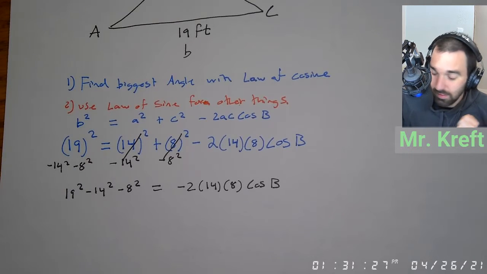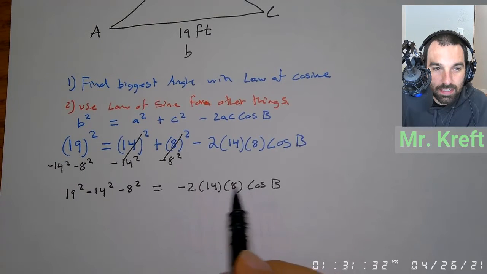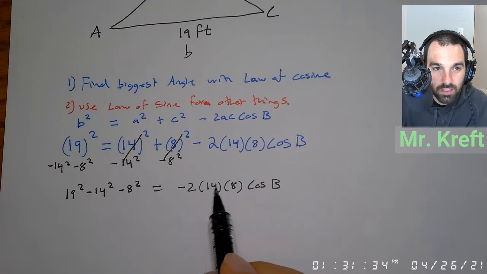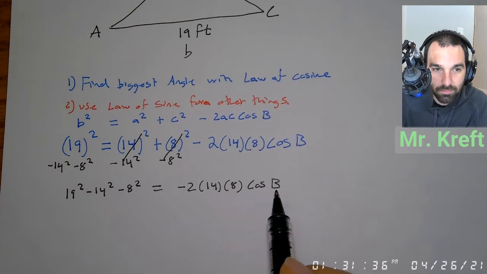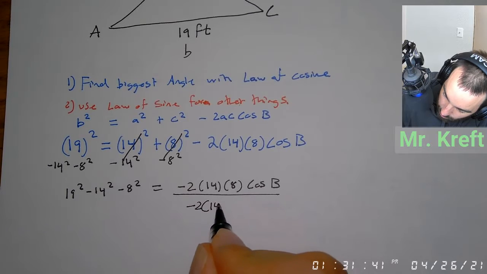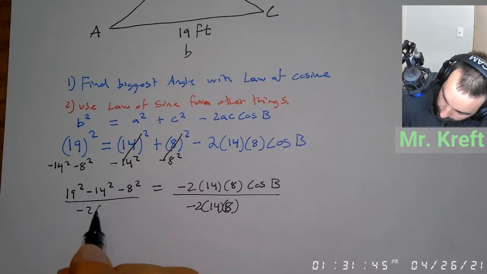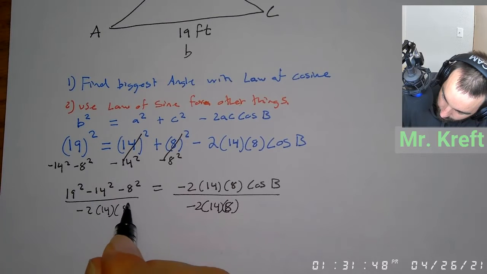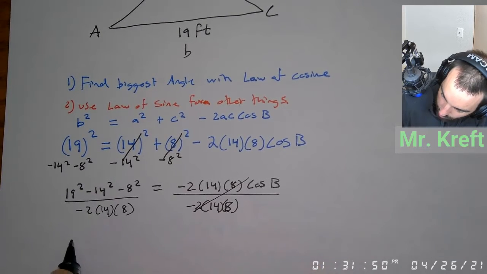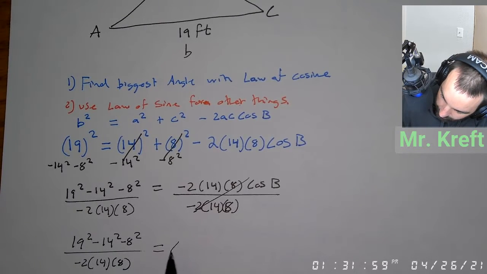Okay, are you guys ready? I have 4 things being multiplied together: negative 2 times 14 times 8 times cosine of B. So I'm going to divide by negative 2 times 14 times 8. So I get 19 squared minus 14 squared minus 8 squared all over negative 2 times 14 times 8.